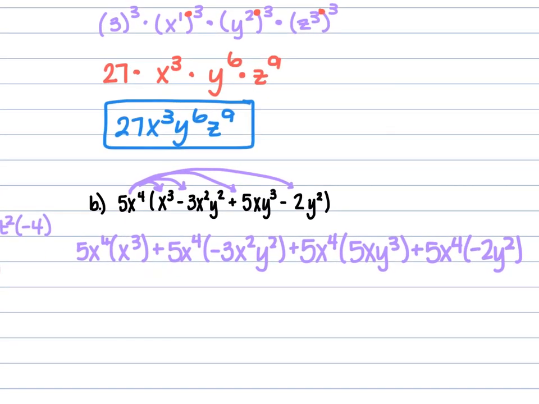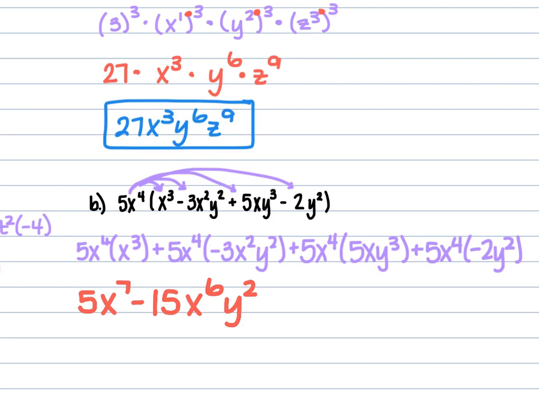All right, so now we multiply these. We have the 5x to the fourth power times x to the third power. Our only coefficients are 5 and 1, so 5 times 1 is 5. Keep the x. 4 plus 3 is 7. Then you have the 5x to the fourth power times negative 3x squared y squared. So 5 times negative 3 is negative 15. Keep the x, add your exponents, which are 2 and 4, which gives us 6, and then drop down the y to the second power.